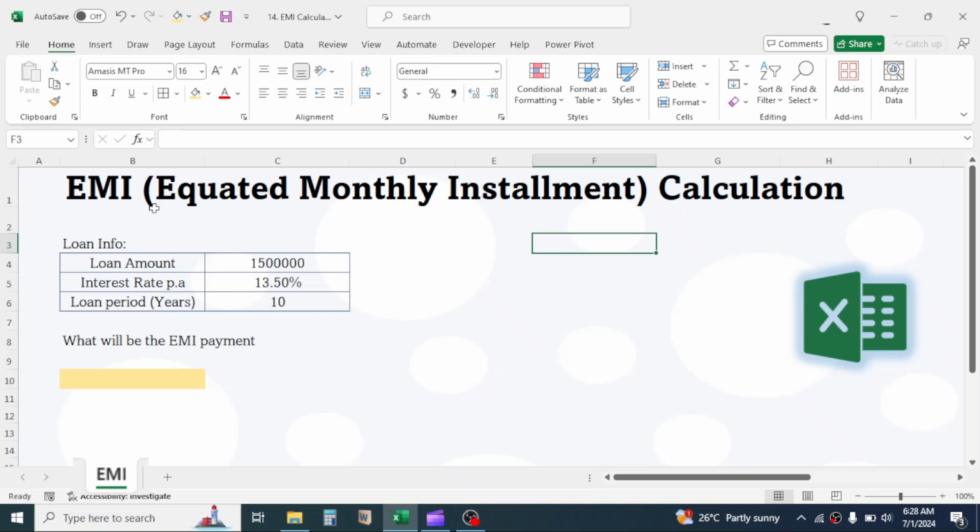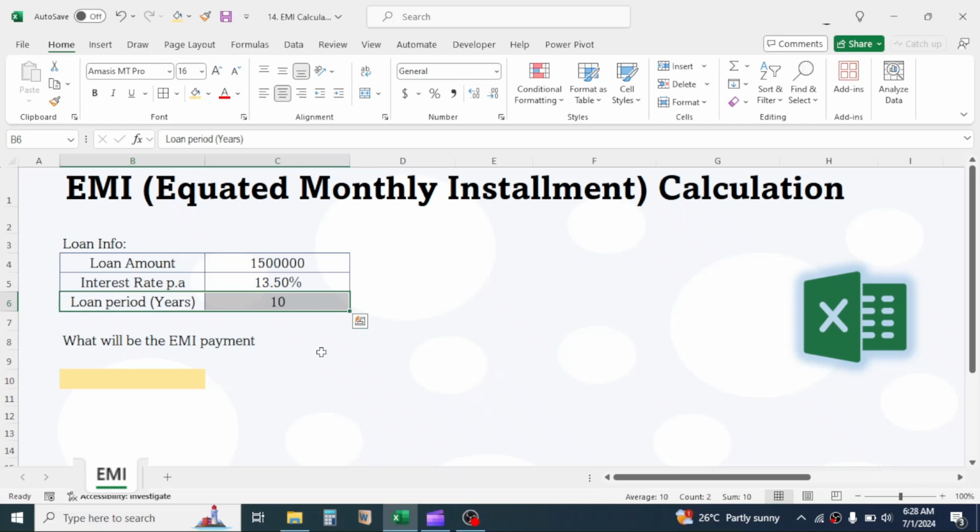EMI stands for Equated Monthly Installment. This is the payment you have to pay to bank against the loan. Here in this example, I have a loan information. Loan amount is $1,500,000. Annual interest rate is 13.5%. And the loan period is 10 years.